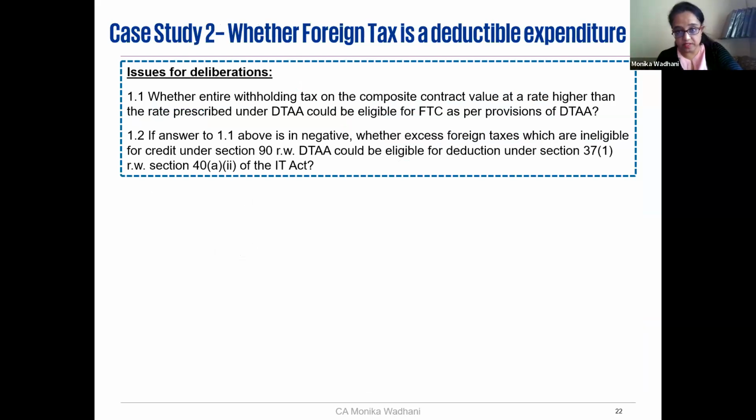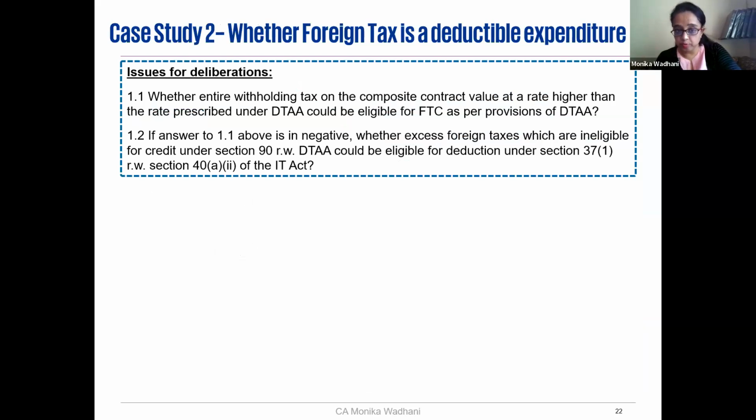Now, having said that FTC is not eligible on the entire amount, the next question which arises is whether for excess foreign taxes which are ineligible for FTC, you can claim a deduction under section 37(1) read with the provisions of section 48(2) of the IT Act.